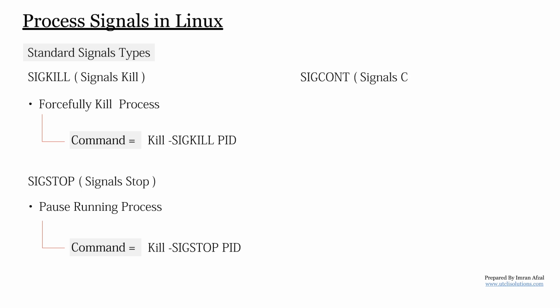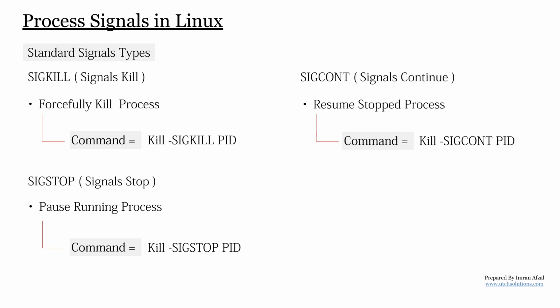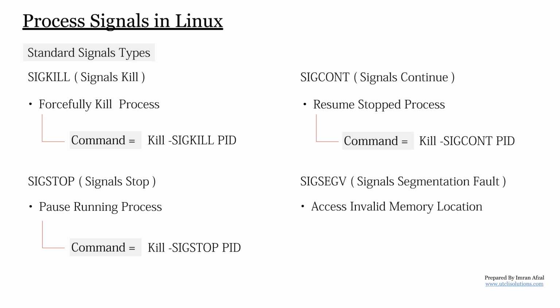Then SIGCONT, or sig continue, is sent to resume a stopped process. It allows the process to continue running from where it was paused. And the command is simple: kill -SIGCONT is used to send the signal. Then finally, SIGSEGV signals are sent to a process when it tries to access an invalid memory location, often resulting in a crash known as segmentation fault. The command kill -SIGSEGV is used to send the signal.